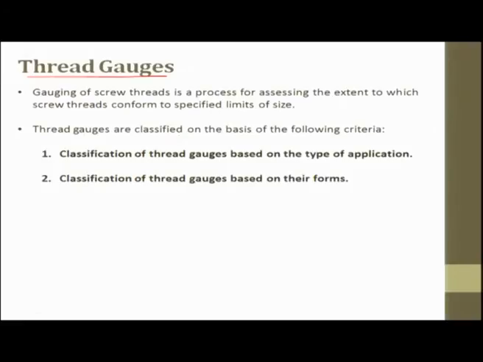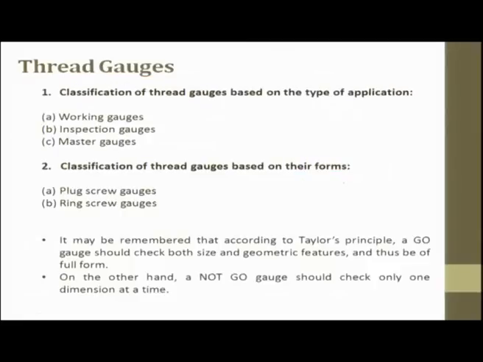Thread gauges are classified on the basis of the following criteria: classification based on type of application, and classification based on their forms. Based on type of application: working gauge, inspection gauge, master gauge. This we studied in the beginning. Then, based on form, you will have a plug screw gauge or a ring screw gauge.